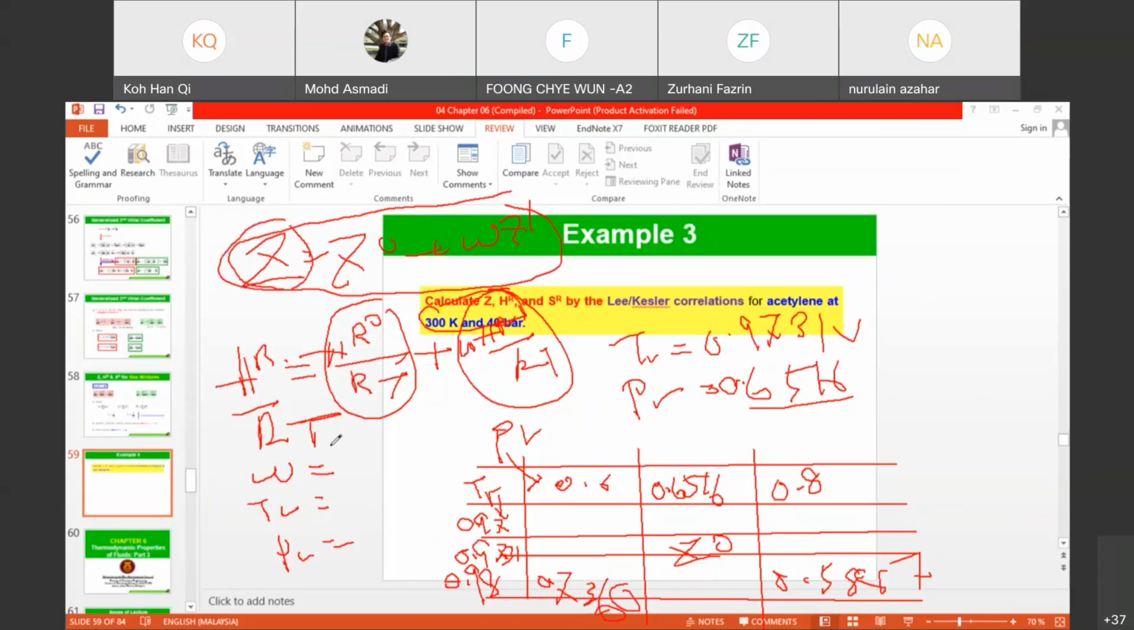Okay. Omega is equal to 0.17, 308.3, 61.39, in bar and Kelvin. Okay, sorry, Kelvin and bar.